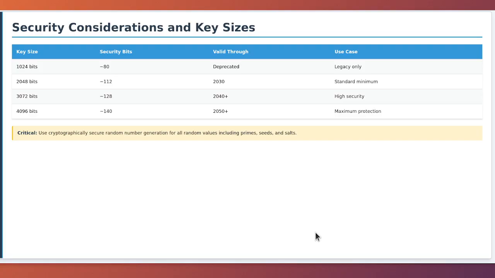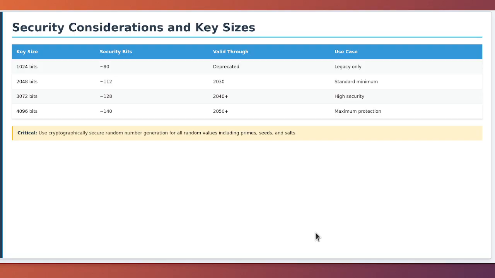The quantum computing threat is an important consideration for long-term security planning. Large-scale quantum computers running Shor's algorithm could factor RSA keys efficiently, breaking RSA encryption and signatures regardless of key size. While such quantum computers don't exist yet, organizations protecting data that must remain secure for decades should consider quantum-resistant algorithms like lattice-based cryptography or hash-based signatures.